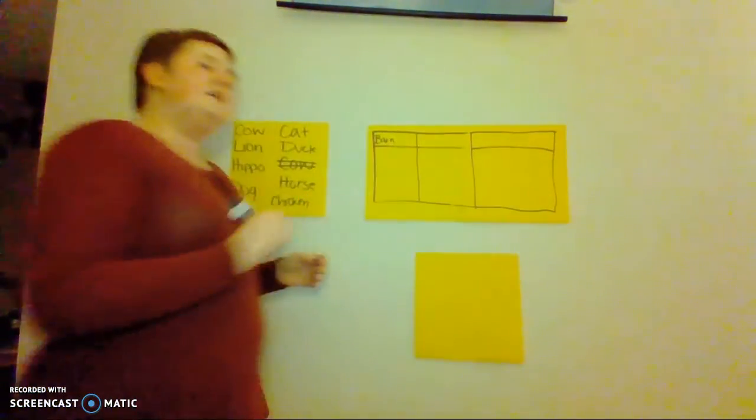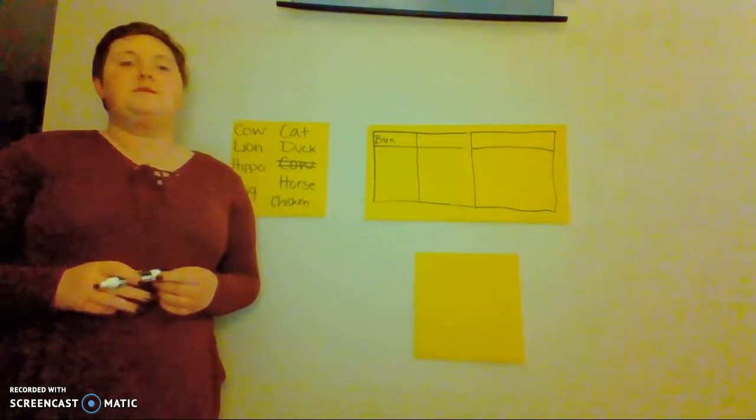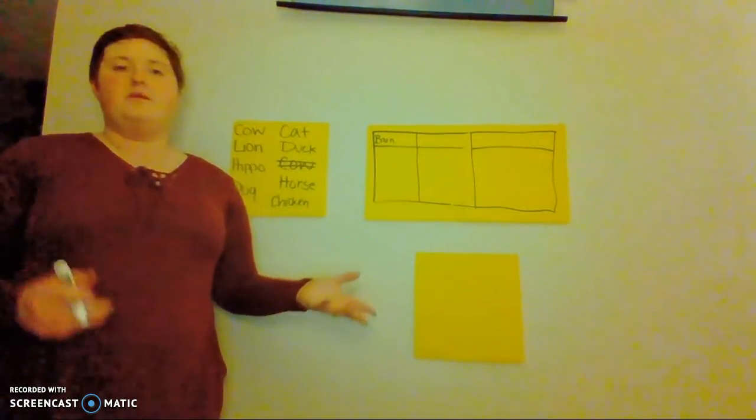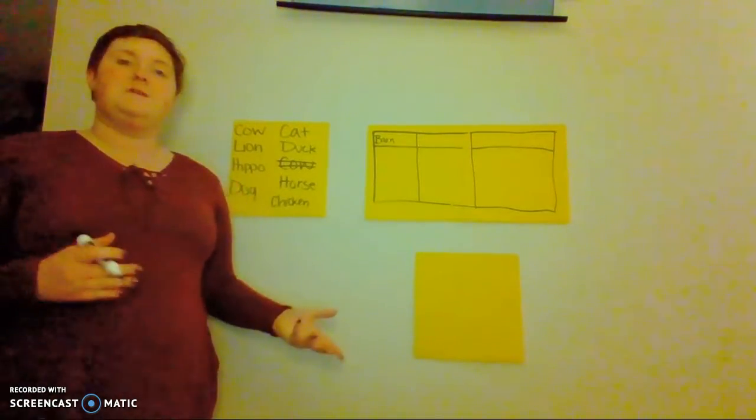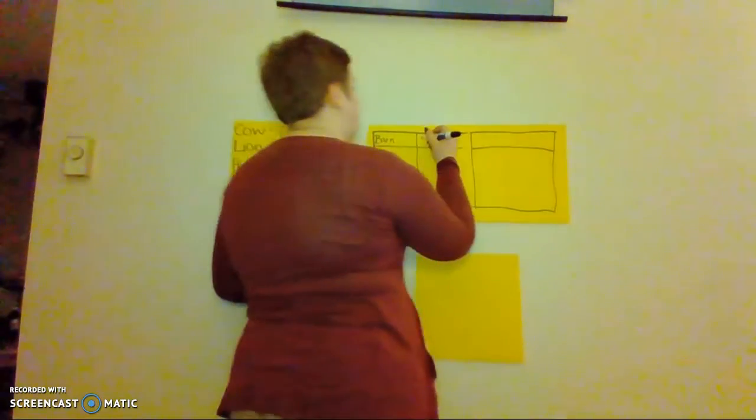Okay, the second category is wild animals. Wild animals are animals that grow up in the wild and aren't really exposed to us or other humans. So we have wild animals.